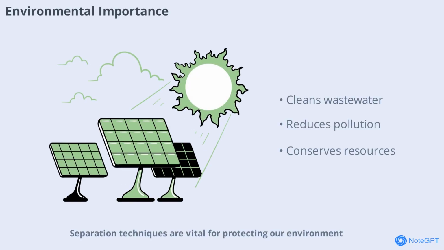Separation techniques are vital for protecting our environment. Wastewater treatment plants use filtration and sedimentation to clean water before releasing it into rivers. Recycling centers separate plastics, metals, and glass to reduce pollution. These methods help conserve resources and keep our surroundings clean and healthy.